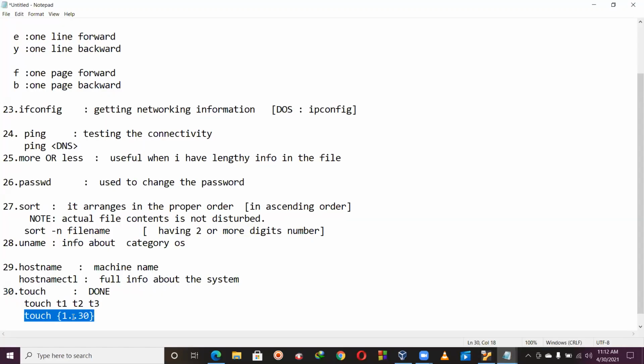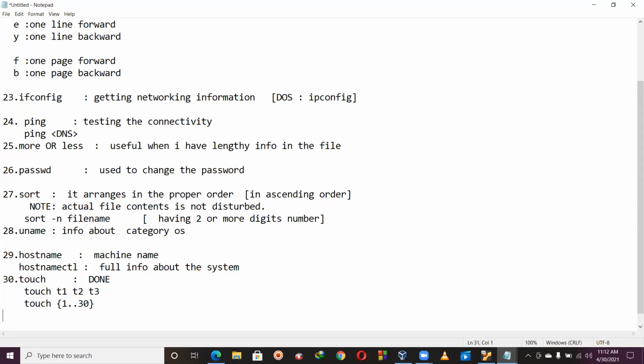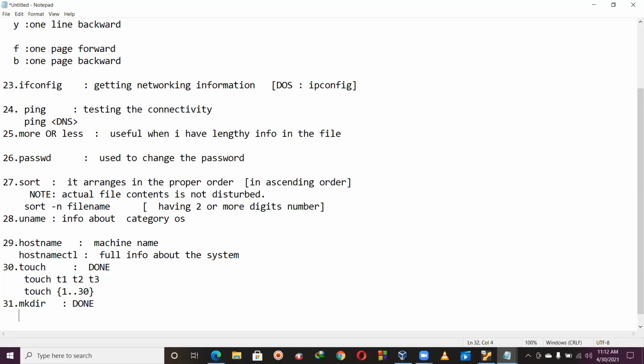That's curly brace. Yes, sir. Okay, in the same way, suppose 31. Also, you know about mkdir. Yes, already you know about this one. But again, new thing is what?